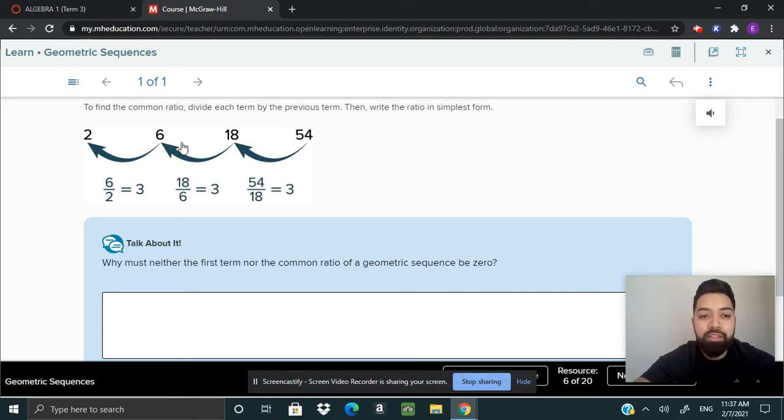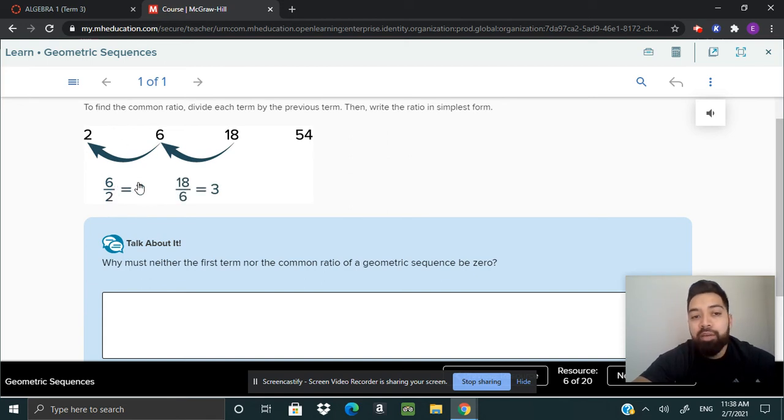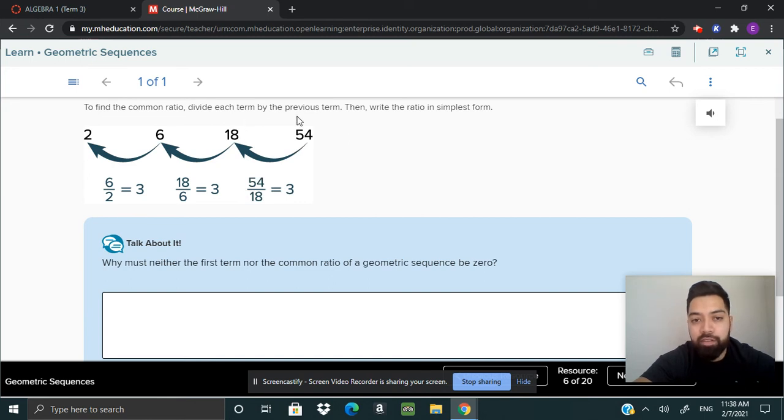Now let's think about why the actual common ratio can't be 0. That's because when you divide these terms, you should not be able to get a 0. Otherwise, think about multiplying by 0. 2 times 0 would be 0, and then it would just be 0 throughout. So for example, how do we get from 2 to 6? Well, you multiply by 3. 2 times 3 is 6. 6 times 3 is 18. 18 times 3 is 54.